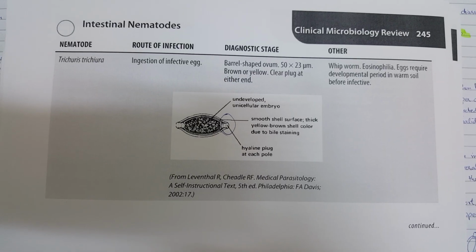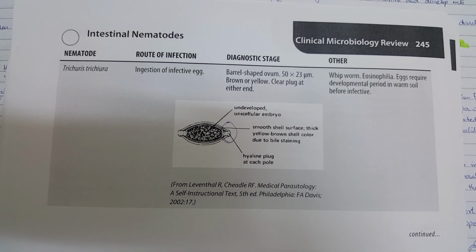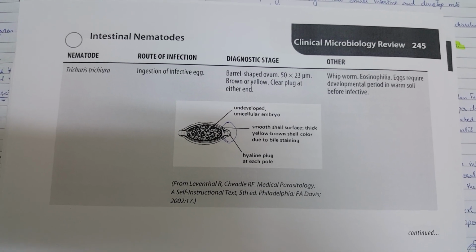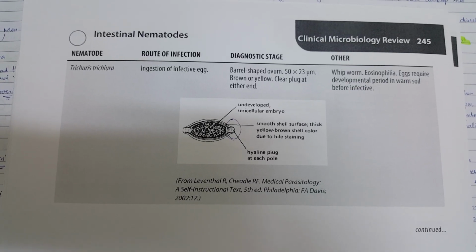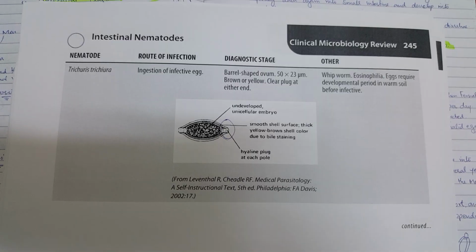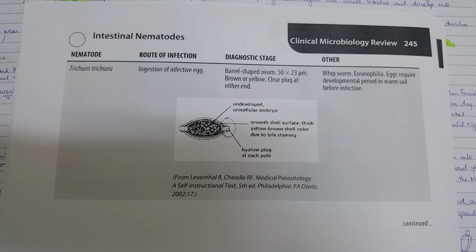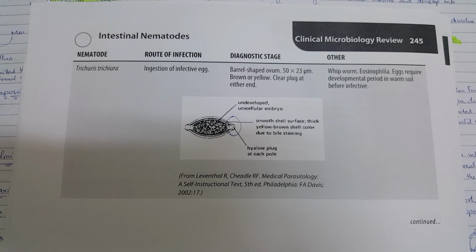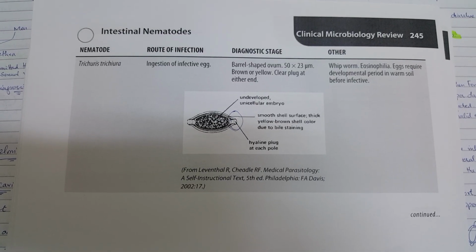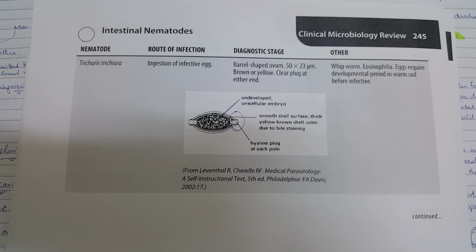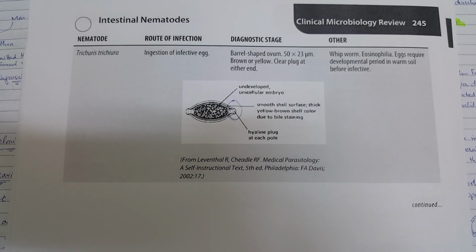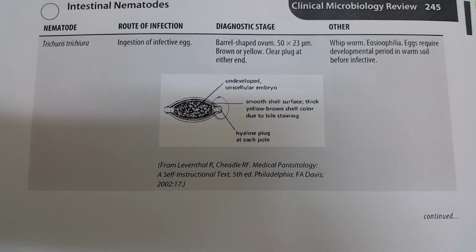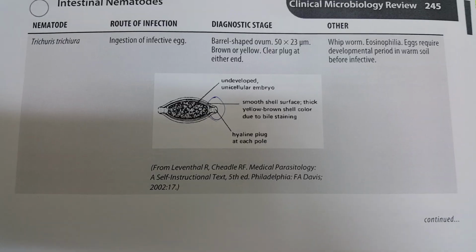specimens. Among intestinal nematodes, Trichuris is one of the important whipworms, which causes eosinophilia, and eggs require a developmental period in warm soil before becoming infective, and the route of infection is ingestion of infective eggs. The diagnostic stage is the barrel-shaped ovum, which is 50 by 23 micrometers, brown or yellow, with a clear plug at either end. If we see the picture, an undeveloped unicellular embryo is inside, with a smooth shell surface, a thick yellow-brown shell color due to bile staining, and a hyaline plug at each pole.